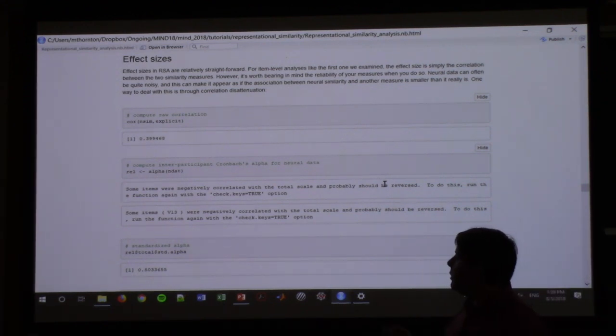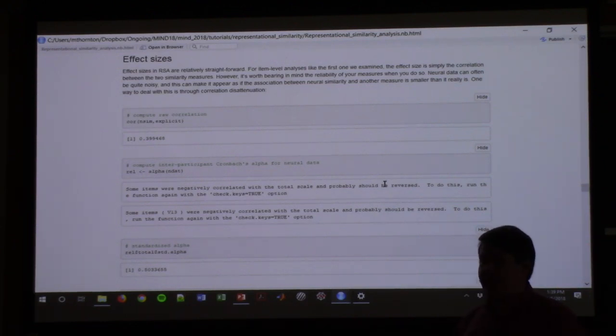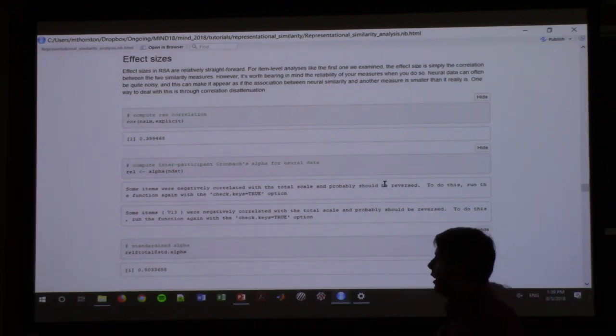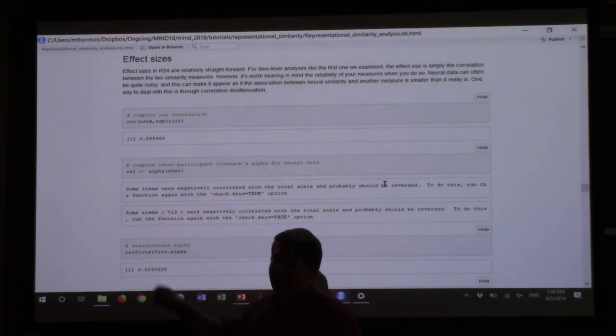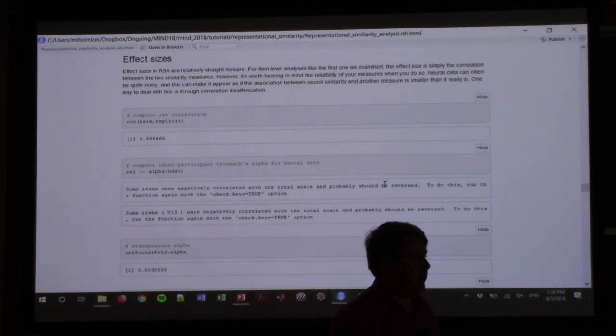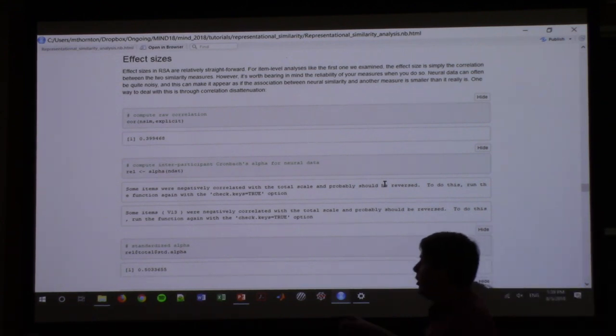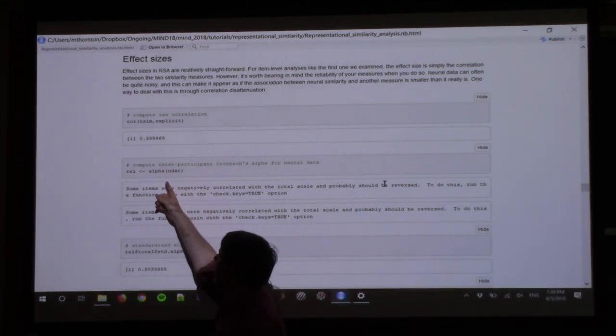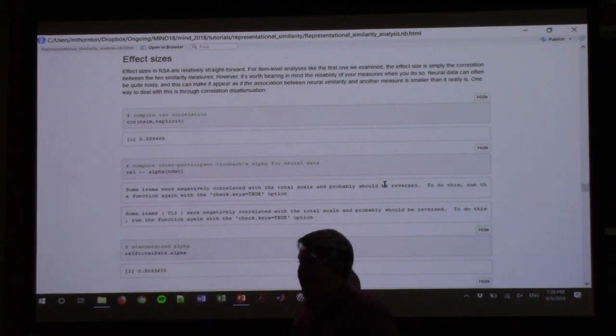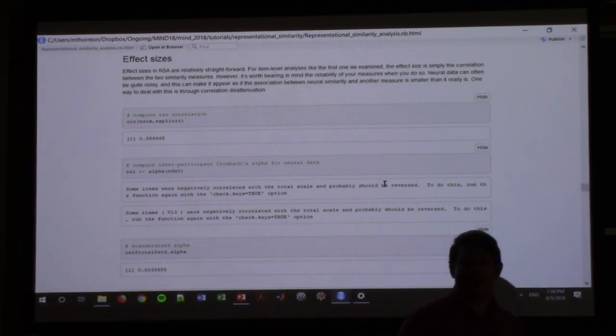One thing we can do here is calculate how reliable our neural signal is. So here I'm just using the alpha function to calculate Cronbach's alpha, which, for those of you who have any psychometric background, you'll know is a measure of reliability, usually used for surveys. You can use it across participants too. It's a measure of the reliability of the average across participants. So this cross-participant average encoded in NSIM has a reliability equal to 0.5, which is not great.